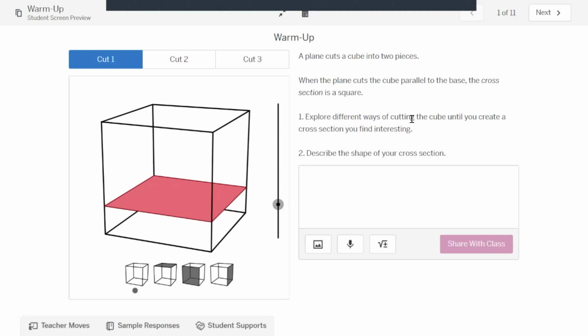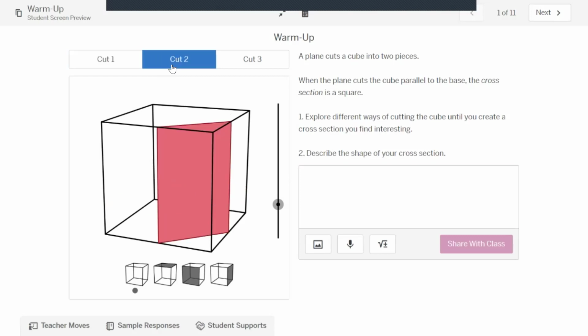It says explore different ways of cutting it. Okay, so let's move on. Cut two. See the way it's cut there? It describes what looks like a triangular prism. Okay, three.